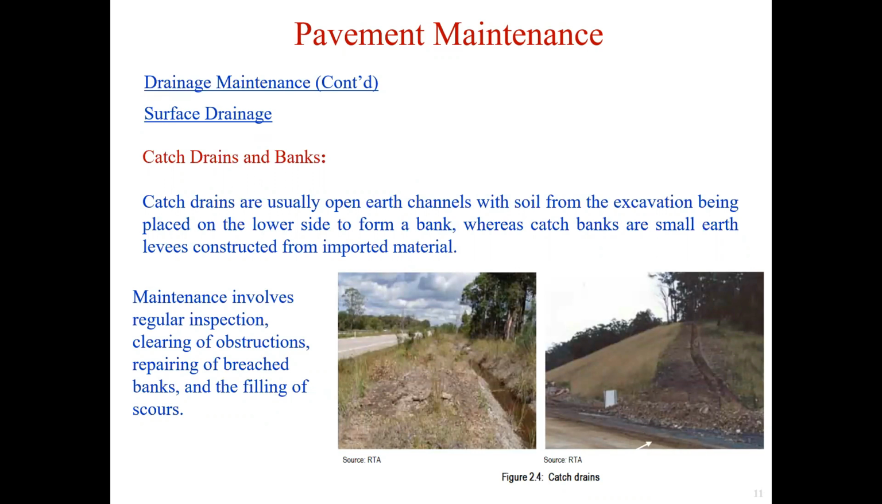Other types of drainage are catch drains and banks. Catch drains are usually open earth channels with soil from the excavation being placed on the lower side to form a bank. The catch banks are small earth levees constructed from imported material. The primary function of catch drains and banks is to intercept surface water flowing towards the road formation. The corresponding maintenance involves regular inspection, clearing obstructions, repairing breached banks, and filling the scours.